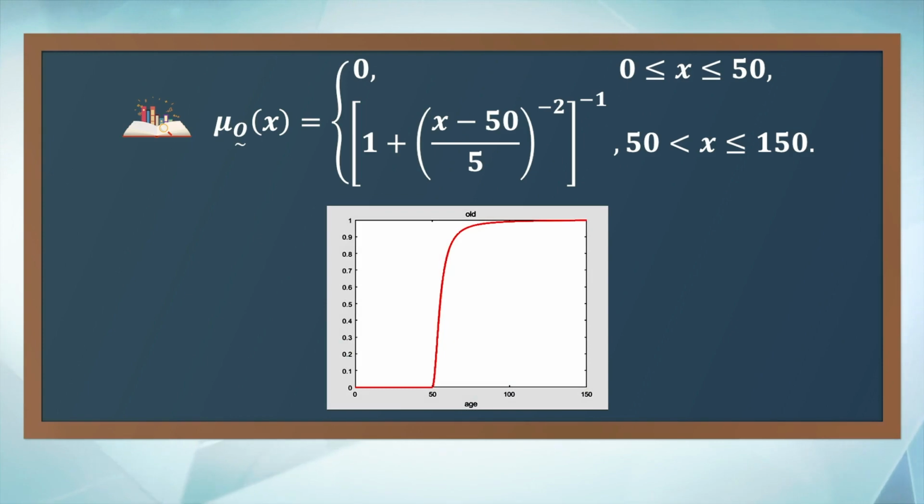If one's age is less than or equal to 50, then his or her degree of membership in the fuzzy set old is 0. He or she is not old.